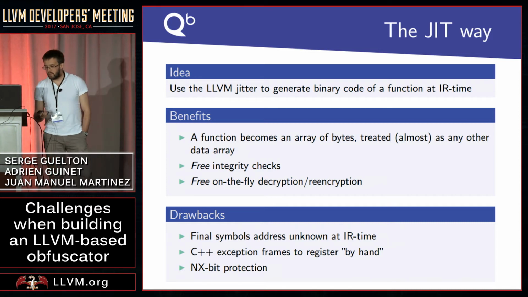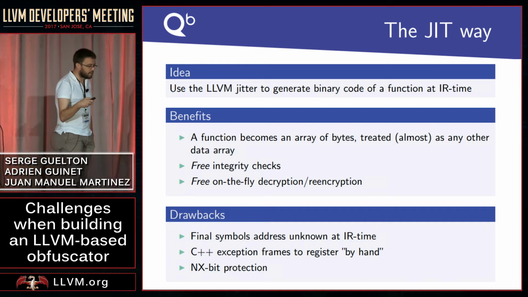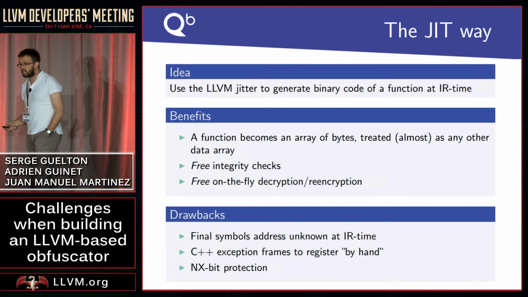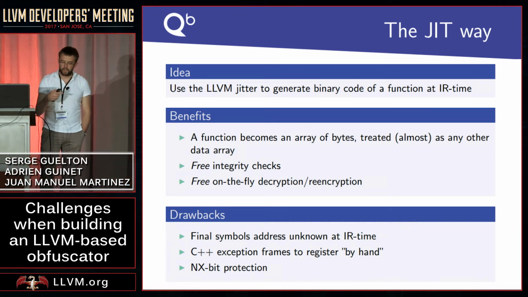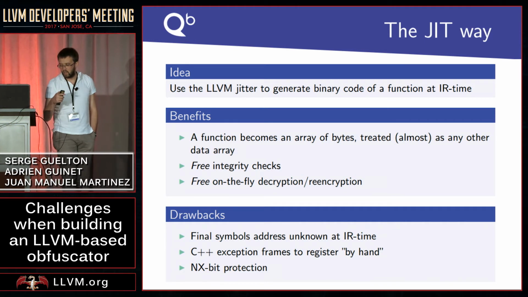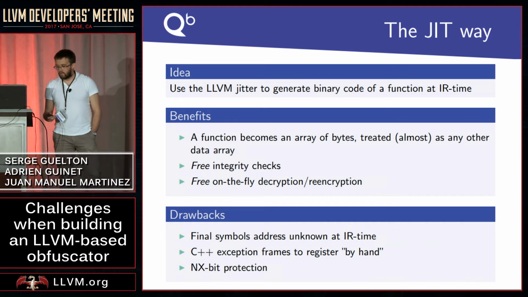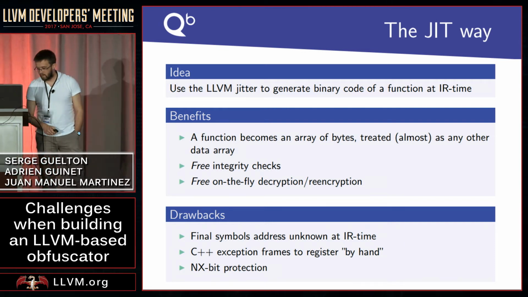The other one is under Linux, for instance. C++ exception frames are registered by the loader. They end up in some kind of section, which is created by the linker. Obviously, it won't exist in this case, so we need to register it by hand. It's kind of hacky. You need to call an internal function of the loader and so on. And obviously, we've got the NX issue for encryption and re-encryption, but this one is kind of classical.